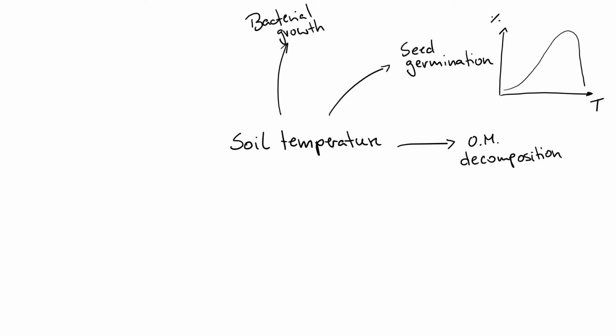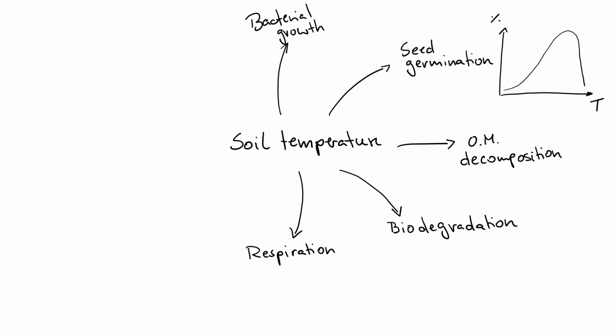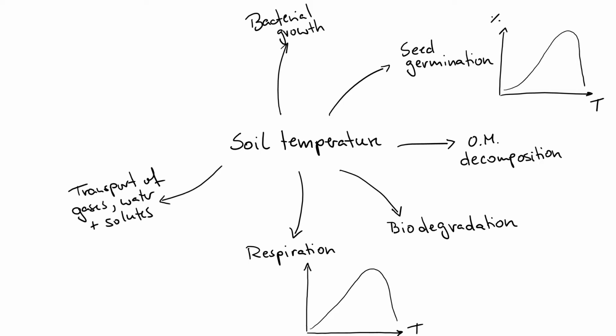It influences organic matter decomposition and mineralization, that is, the freeing up of soil nutrients, as well as the organic matter accumulation. It also affects biodegradation rates of things like herbicides, pesticides, and other compounds. And we can measure the impact of all this on soil biological activity in terms of soil respiration, which is the production of CO2 and consumption of O2 in soils, which tends to peak around 40 degrees Celsius.